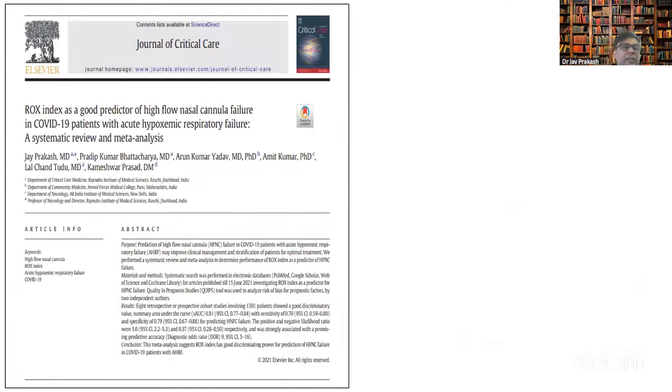Now, giving you an example here. The title of this published paper is ROX Index as a good predictor of high flow nasal cannula failure in COVID-19 patients with acute hypoxemic respiratory failure. So why am I showing this paper? By seeing this title, you can feel that the research question is already in the title.